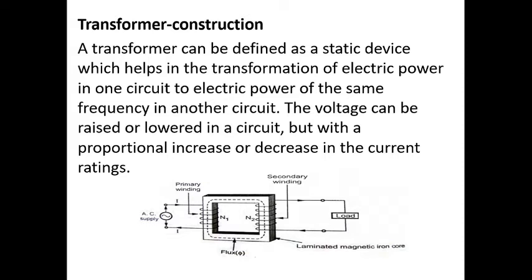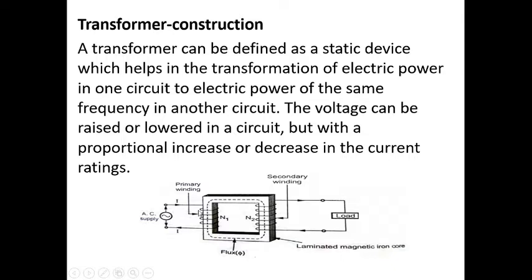Transformer is a static piece of apparatus by which voltage can be stepped up or down with the frequency kept constant. The voltage can be raised or lowered in a circuit, but with a proportional decrease or increase in the current rating. Now in the figure we can see the laminated magnetic iron core.